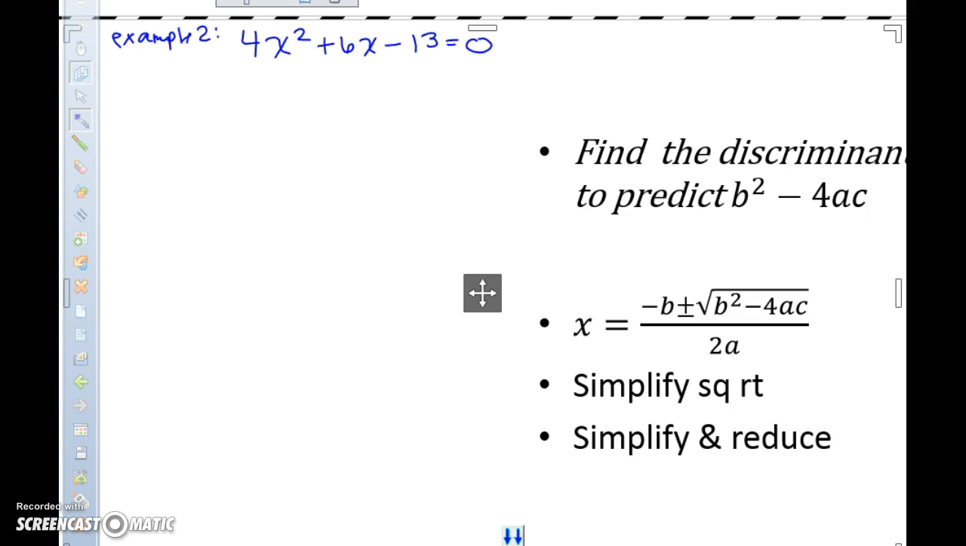Okay? FYI. All right, here we go. We're going to do the discriminant to predict what kind of answers we're going to get, real or imaginary. So we need to identify A, B, and C. Kyle, go. What's A, B, and C?